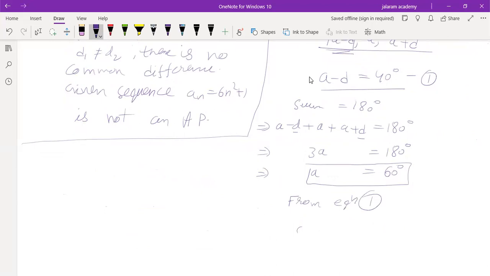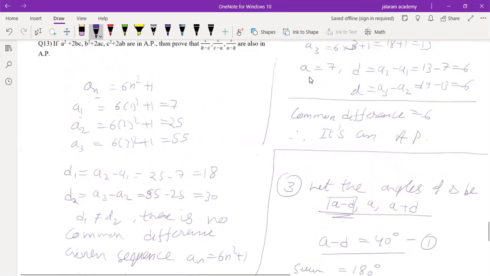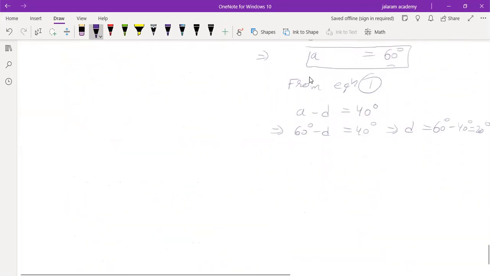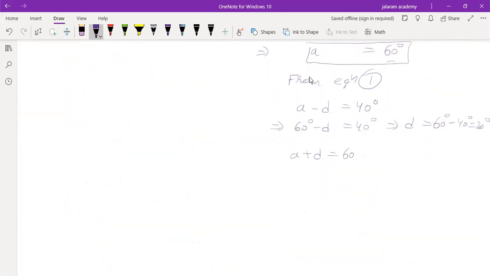From equation 1 we write A minus D equals 40 degrees. In place of A, 60 degrees minus D equals 40 degrees. It means the value of D equals 60 degrees minus 40 degrees, that is 20 degrees. So the next angle A plus D is obtained by these two values of A and D: 60 degrees plus 20 degrees, that is 80 degrees. So the three angles are, the smallest one is 40 degrees, next is 60 degrees, next is 80 degrees.